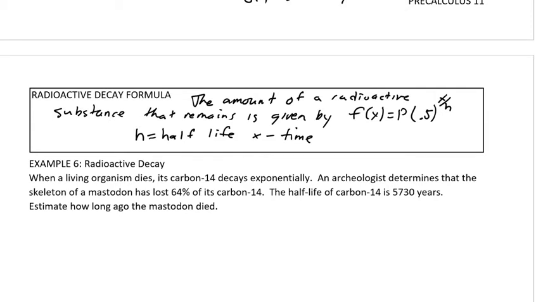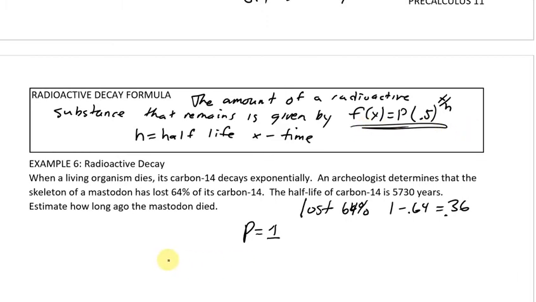So then I'm going to plug into this formula: 0.36 equals 1 times 0.5 to the x divided by 5,730. And again, for right now, we need to graph that in order to solve. So we're going to go back into y equals, change this to 0.36, and change this to 0.5 to the x divided by 5,730. And then we're going to graph again.